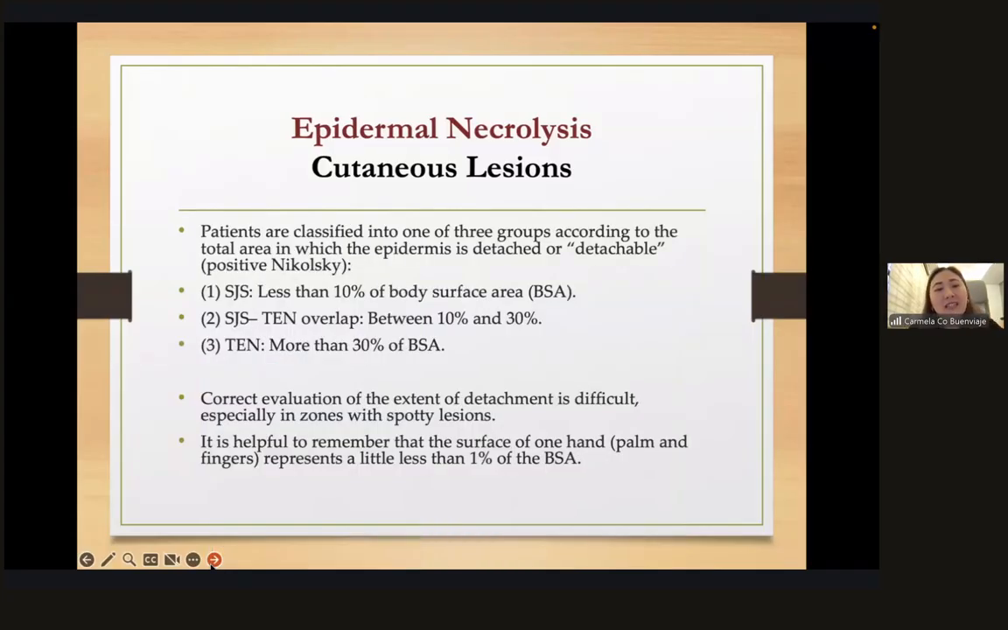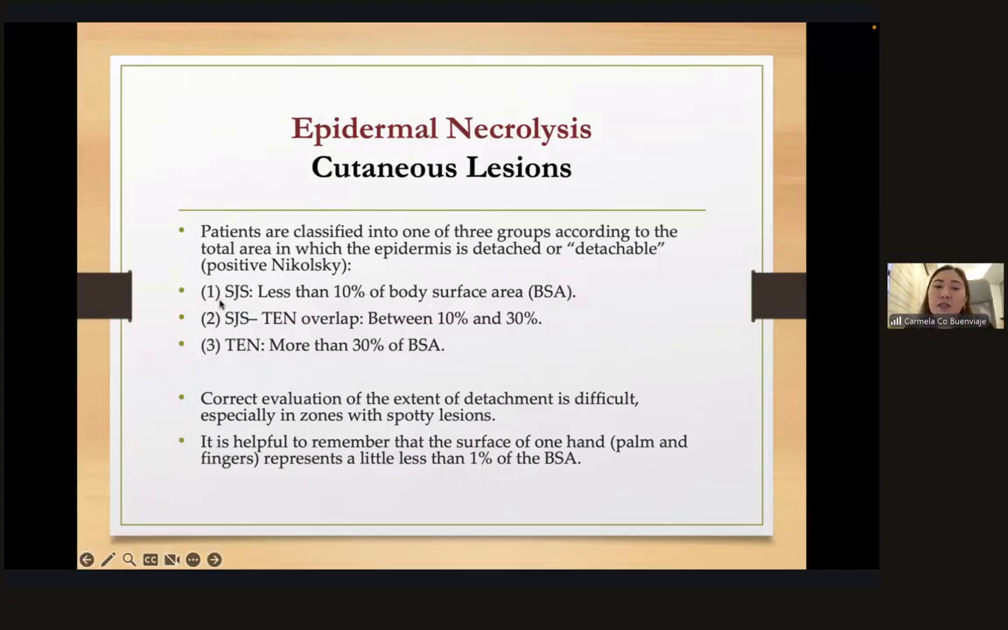So patients are classified into one of three groups according to the total area in which the epidermis is detached or detachable. Even if it has not yet detached or blistered, as long as you know that that part is already deeply erythematous, that's already detachable. And we should consider that in counting the body surface area involvement. Those areas which you know will already present with a positive Nikolsky sign.